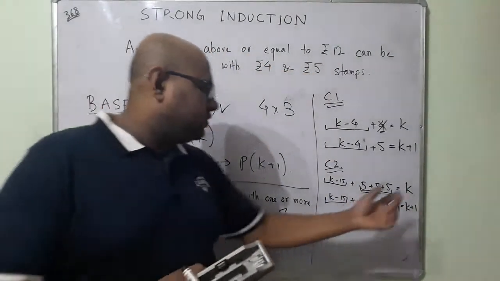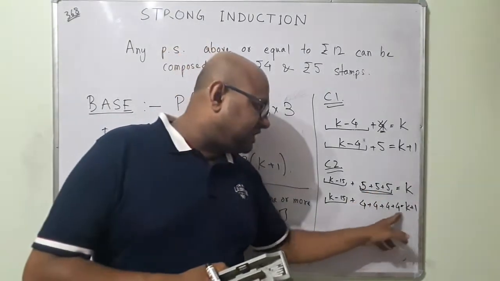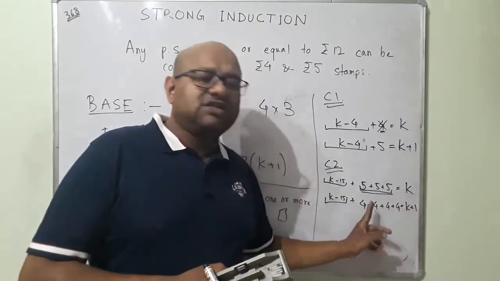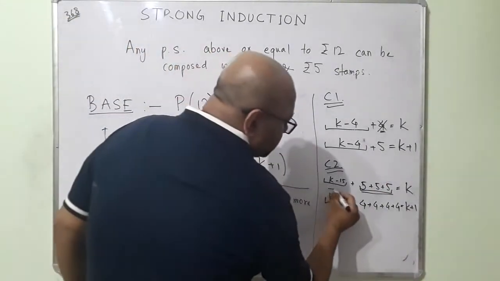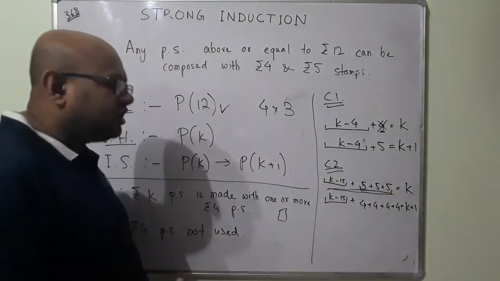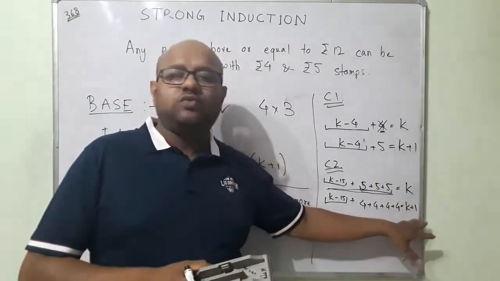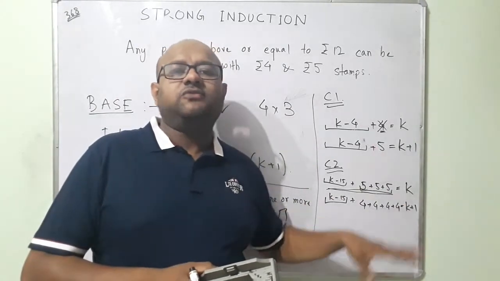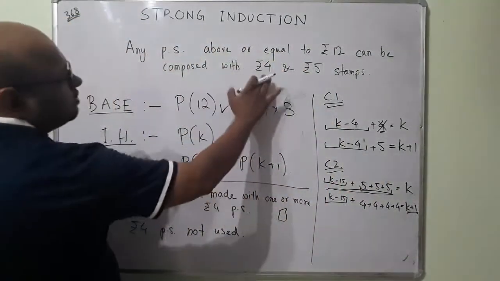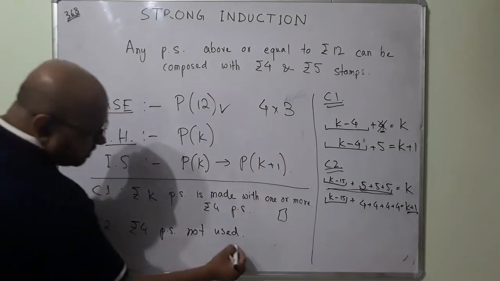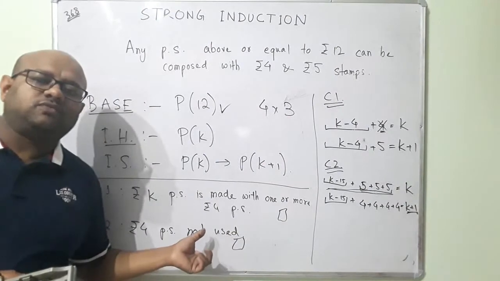Okay, so from k, I removed 15, 5 rupees, and added 16, 4 rupees. So k minus 15 plus 16 is equal to k plus 1. So what did I do? Previously I had k rupees worth of postage stamp which was made only with 5 rupees. Now I have k plus 1 worth of postage stamp, made with only 5 rupees and 4 rupees. So k plus 1 I can make only with 4 rupees and 5 rupees worth of stamp. So this is how I have proven my case 2 also, where previously 4 rupees stamp was not used.